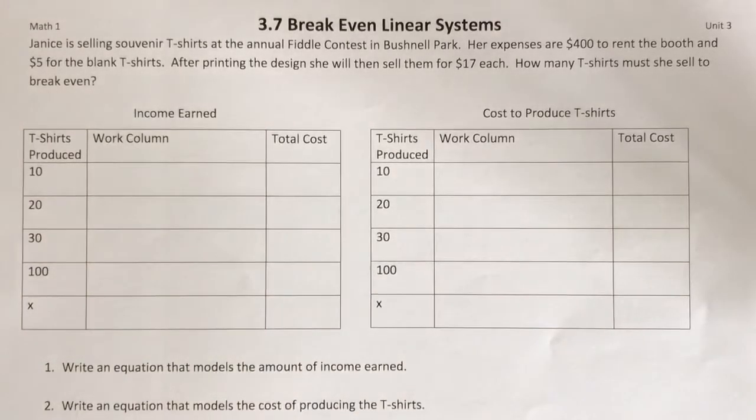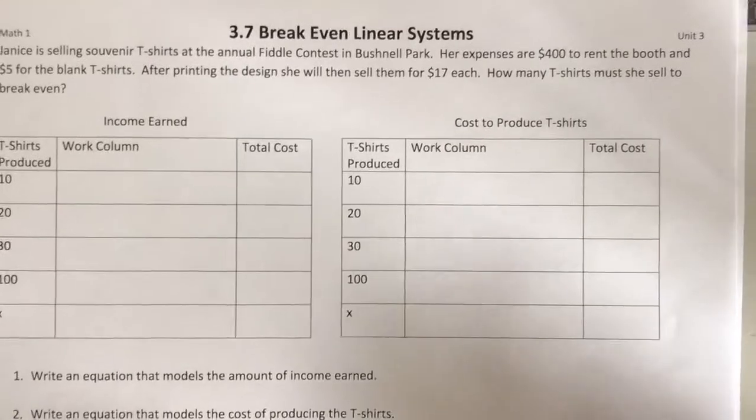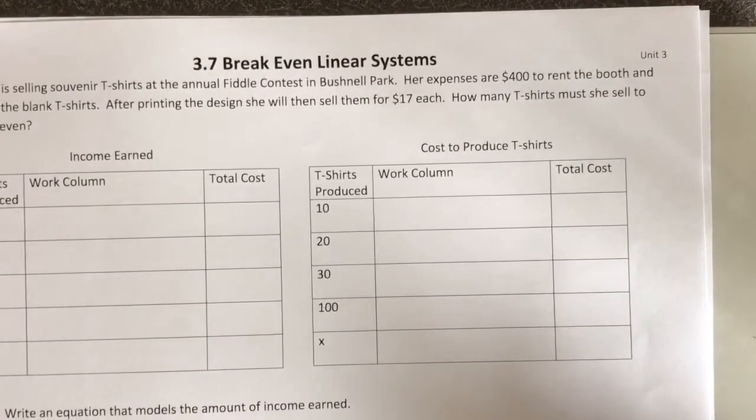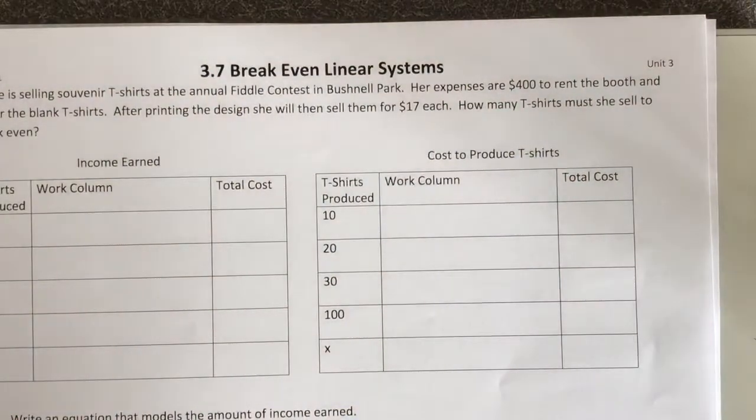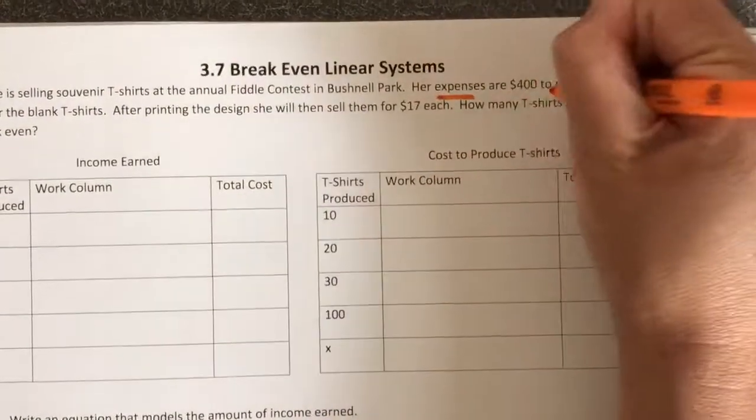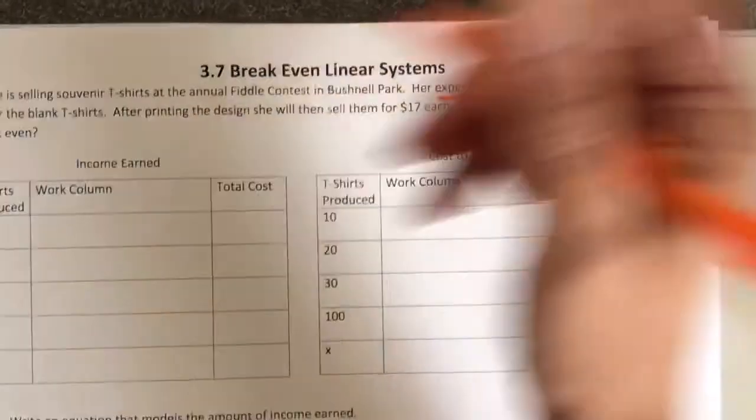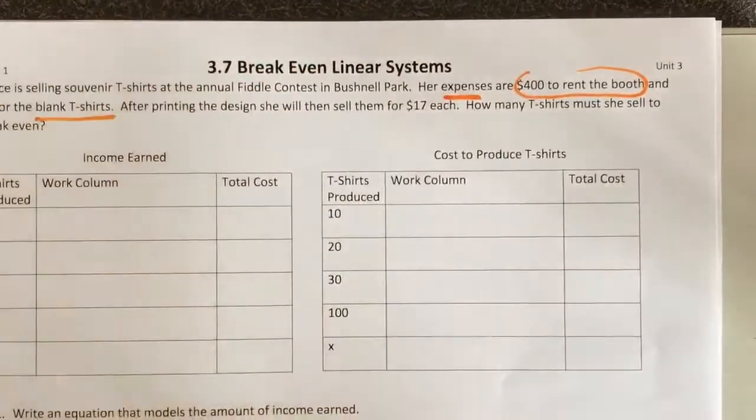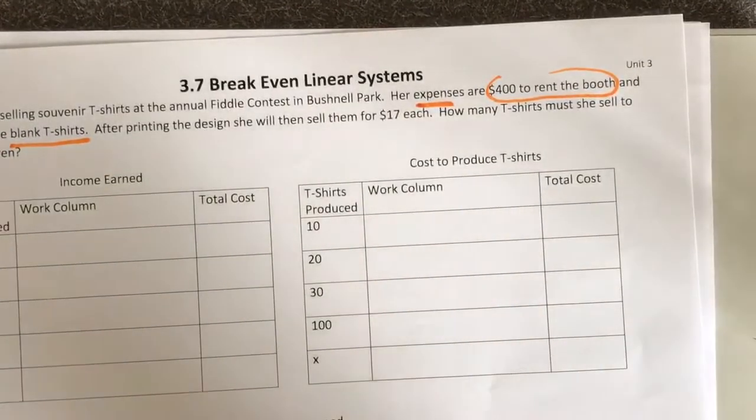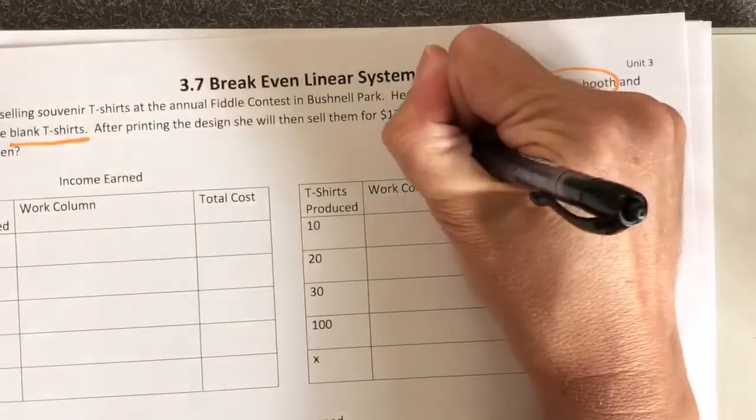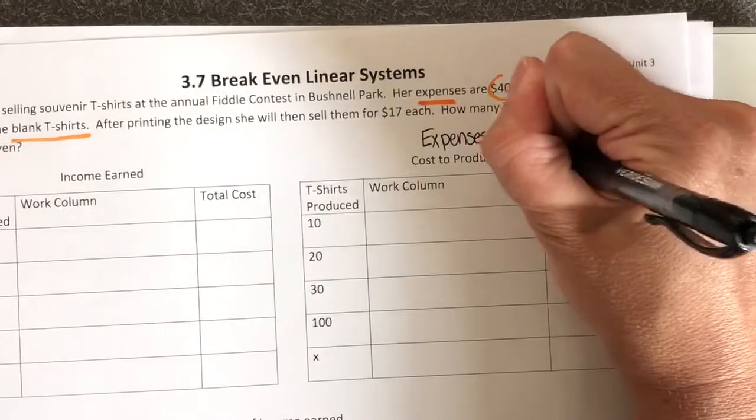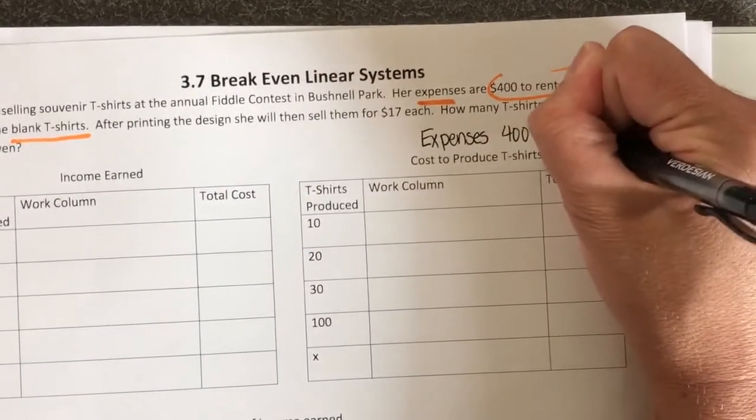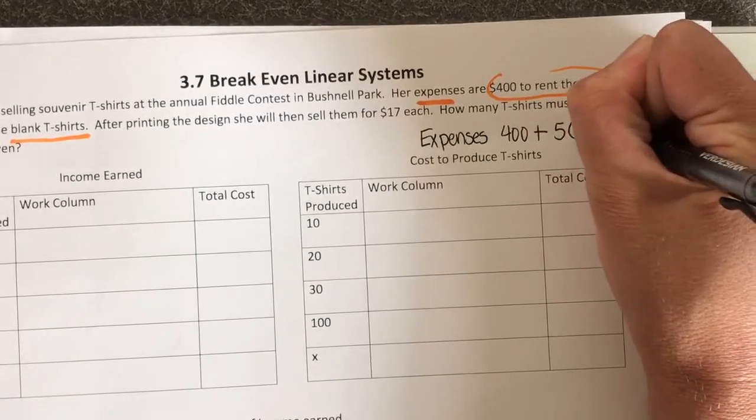So in the investigation, you walked through several questions you had to answer. The first thing you had to do was complete a table that had to do with the expenses. So in this problem, you had to identify what your expenses were. In this situation, you're going to pay $400 to rent the booth and $5 for each blank t-shirt. So the cost to produce the shirts, the expenses, was $400 plus $5 for every t-shirt that you purchased.